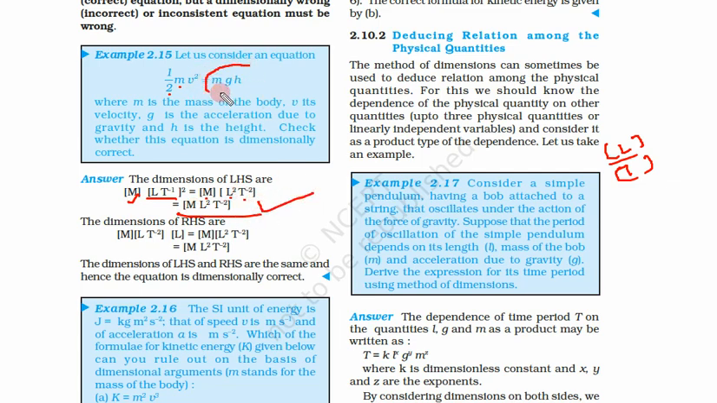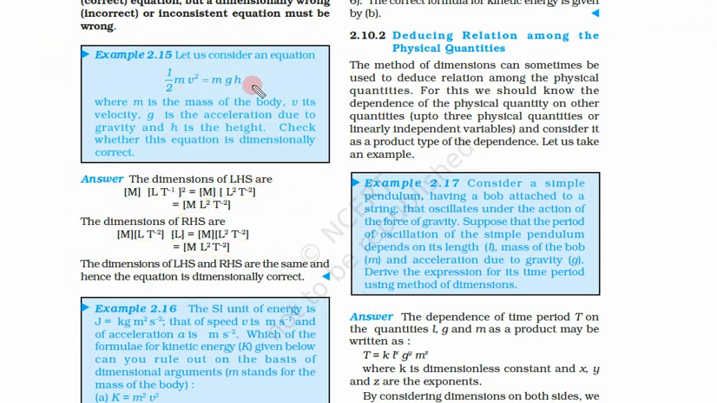Now let us check the right hand side. The right hand side has mass again M, g is LT minus 2, and h, height, is again length, so this is L. When we multiply, we get M L square T minus 2. So this equation is dimensionally correct.